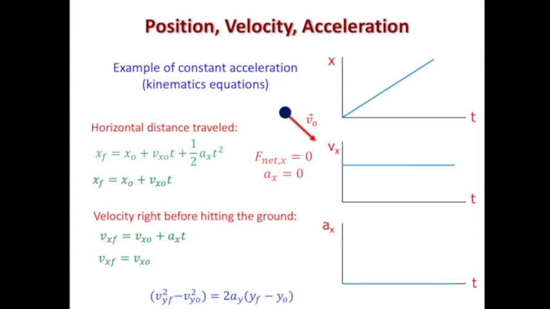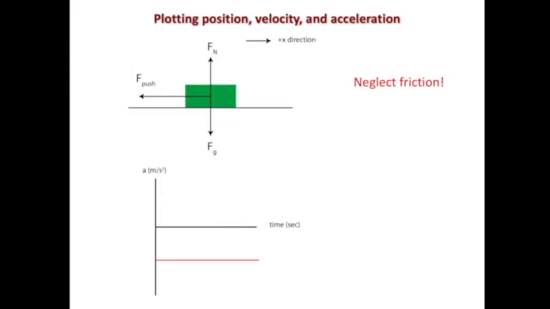Okay, so let's do another example. We have a classic case of a box getting pushed on the ground. So y direction, very boring. Normal force and gravity cancel out. It's not moving up at a constant velocity, not moving down, so everything in the y direction is 0. Great. Let's look at the x direction.